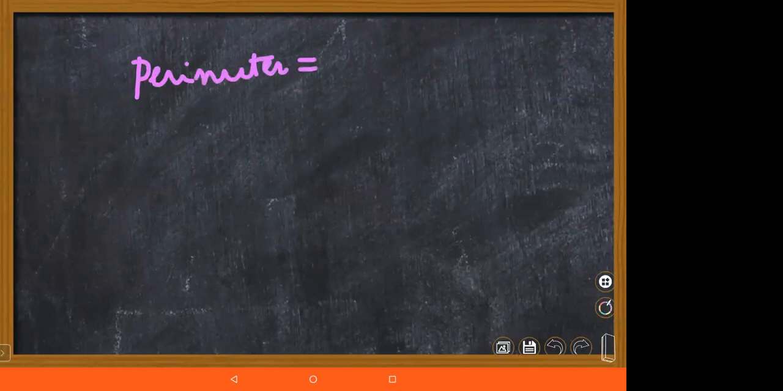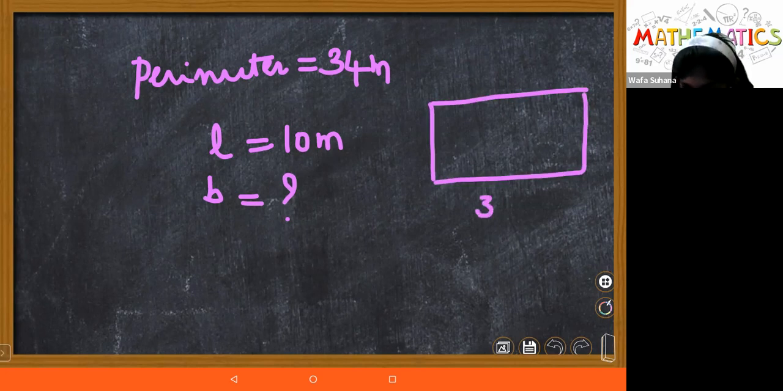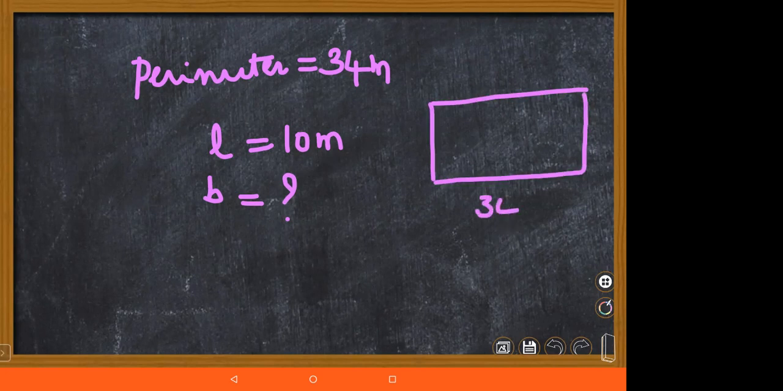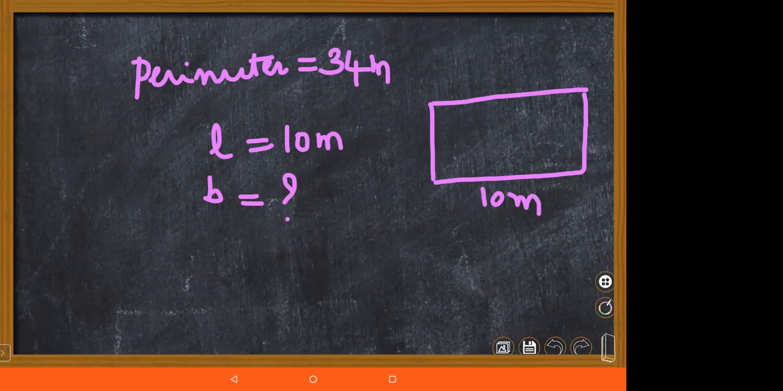Yes, ma'am. Now our question is: the perimeter of a rectangle is given. Perimeter is given as 34 meters. Length is given as 10 meters. You need to find the breadth. Come on, children, please think. Everyone's supposed to think. Ma'am, I got it. Very good. What's your breadth? Ma'am, breadth is 7.